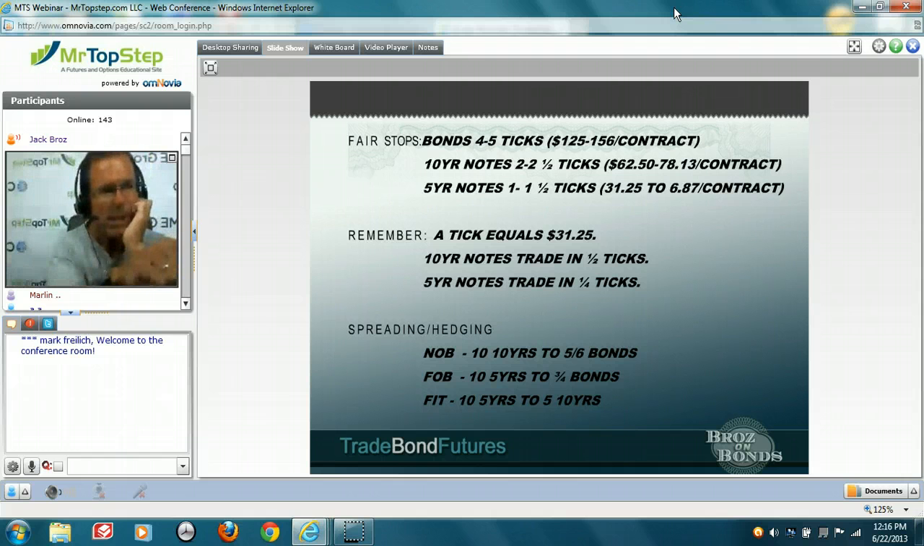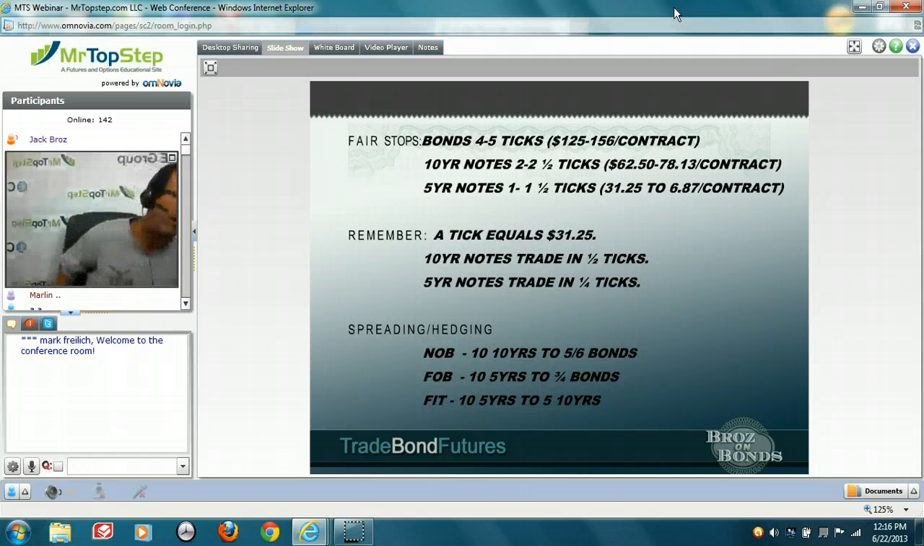Now, this next spreading and hedging thing, just so I don't start flipping through slides and losing my place, I'm going to cover it now. It's a little more advanced, but I think it's really helpful. It's like a NOB spread, where you're doing 10 10-year notes to 5 or 6 bonds, or 5 10-year notes to like 3 bonds.